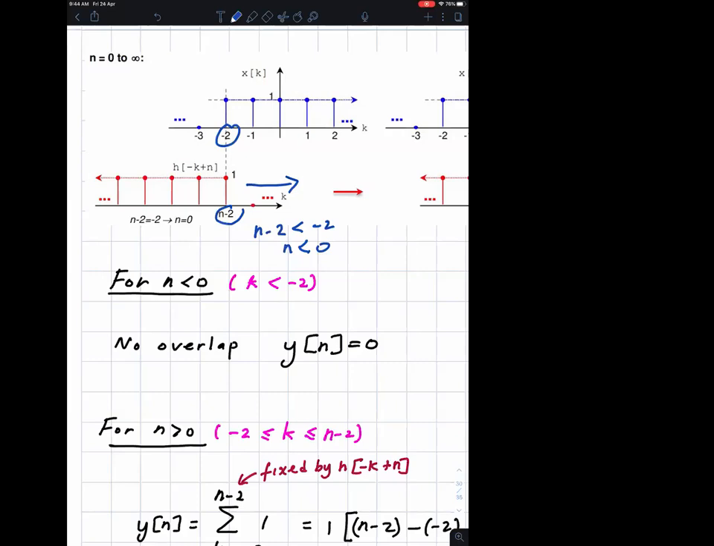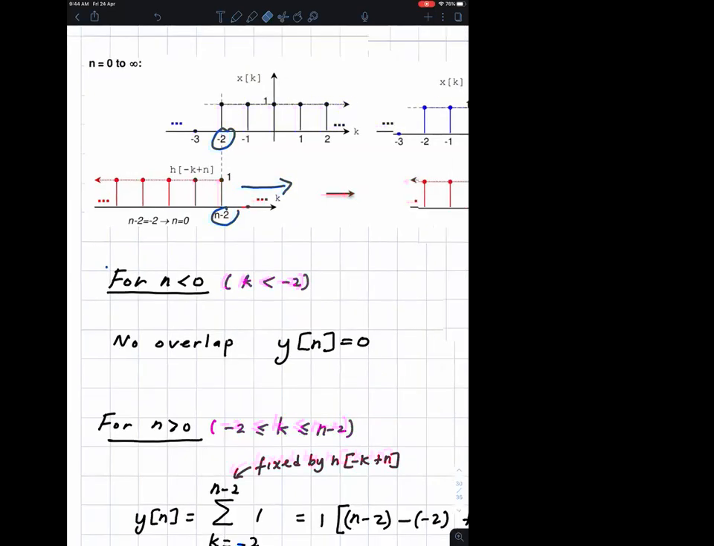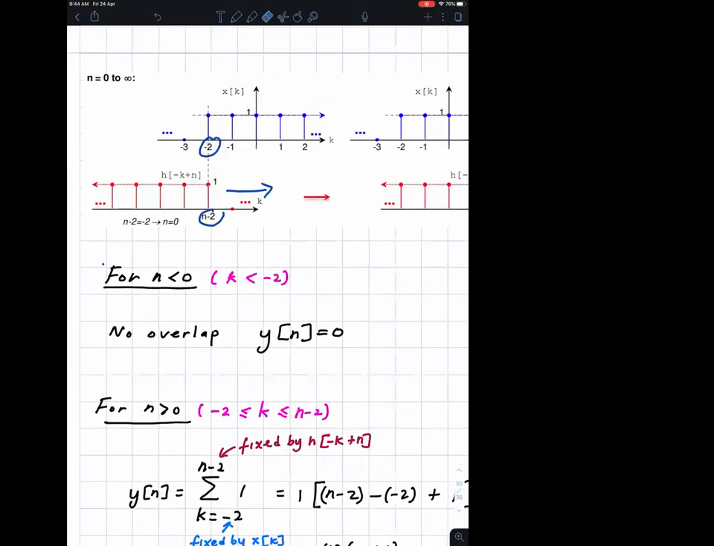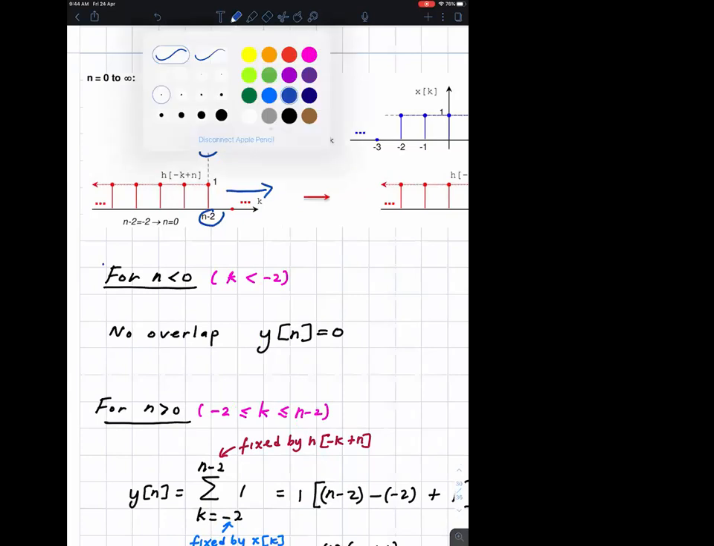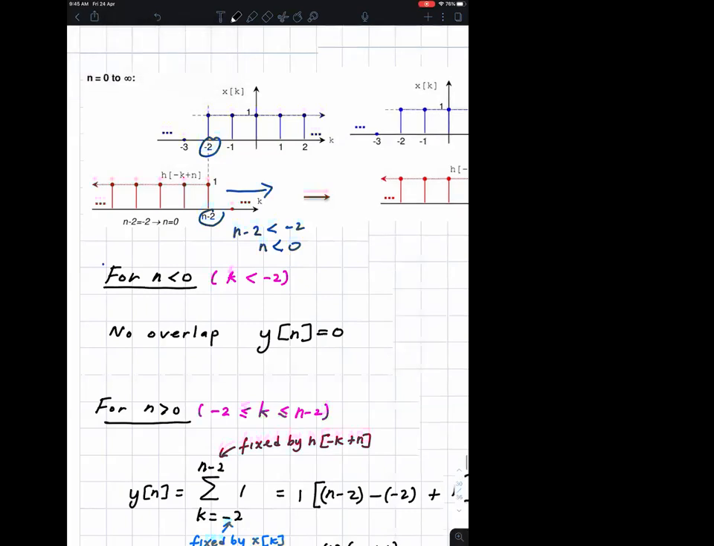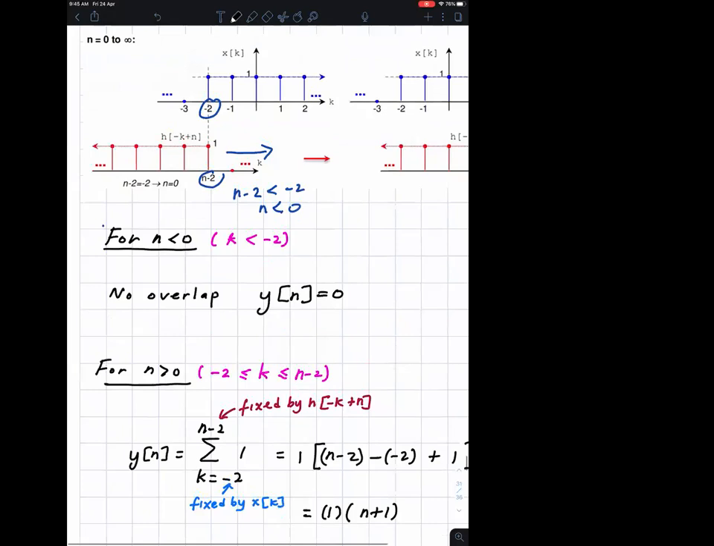That's why when n is less than 0, there's no overlap. So yn is equal to 0. When n is less than 0, this point here moves to this point. It doesn't exist here. This is for n less than 0. Okay. So now you start looking at n greater than 0.